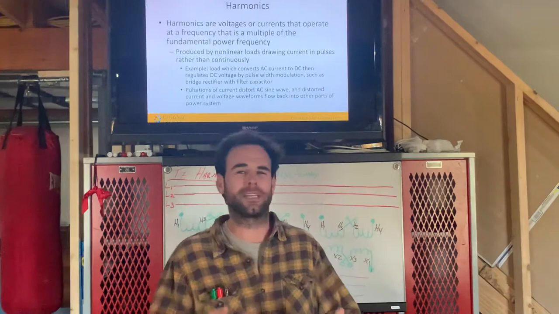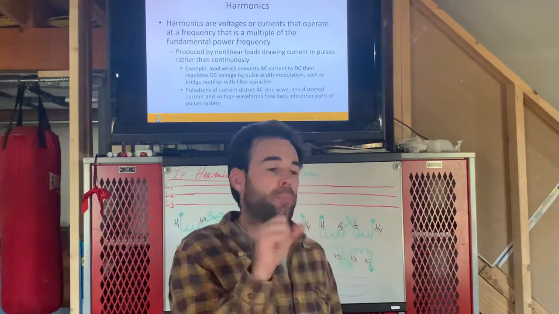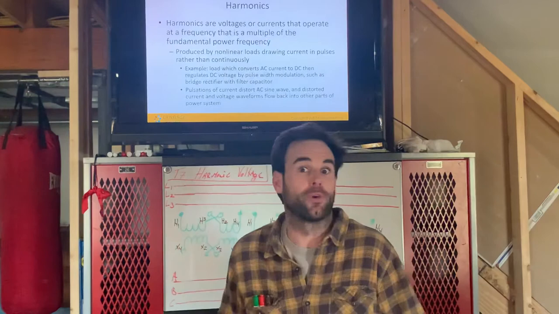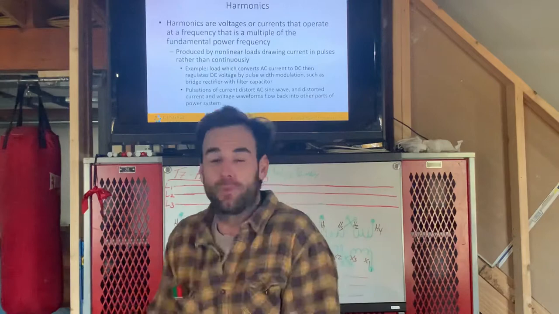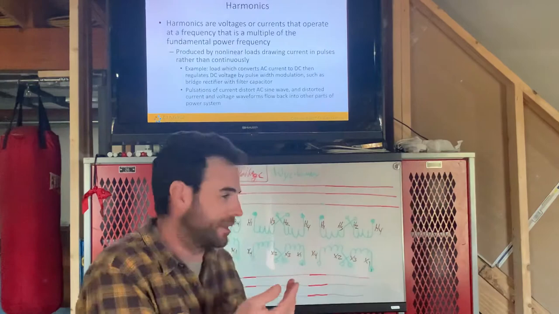Come to find out, that personal computer wasn't drawing current in a linear manner like the resistive light bulb was. It was drawing current in pulses, or the appearance of pulses, because it had a bridge rectifier in there with a filter of some sort, converting the AC from the outlet to the DC power that's needed within the computer. So that was causing electrical distortion in the system in the form of harmonics. We'll talk about that a little bit more here.